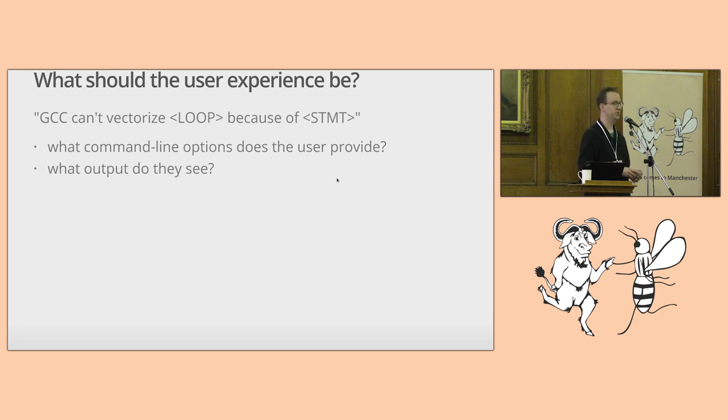So I guess the high level point is, what should the user experience be for an end user who's poking at GCC and trying to get it to generate better machine code? What command line options should I be using? What output do they see?